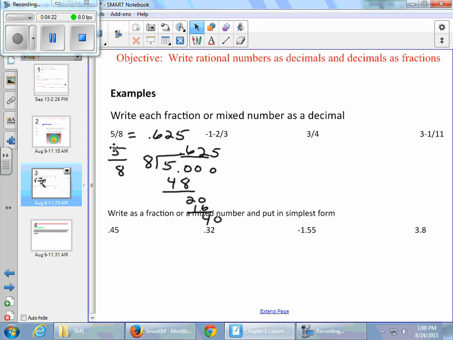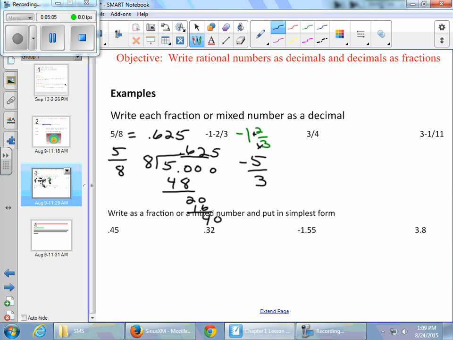Okay, the next one is -1 2/3. This program doesn't let me put in true fraction form. So first we have to take this mixed number and make it an improper fraction. You can remember from last year how to make an improper fraction. You take the denominator, which is the bottom, multiply it times the whole number. So 3 times 1 is 3. Then you add the top, which is 2. So we have -5/3.